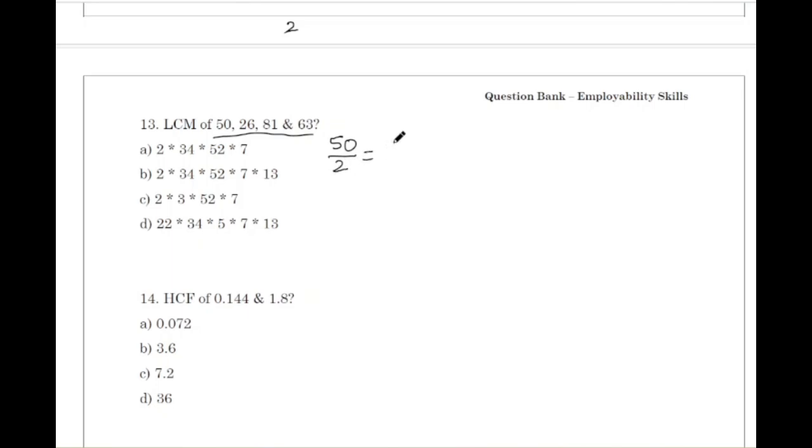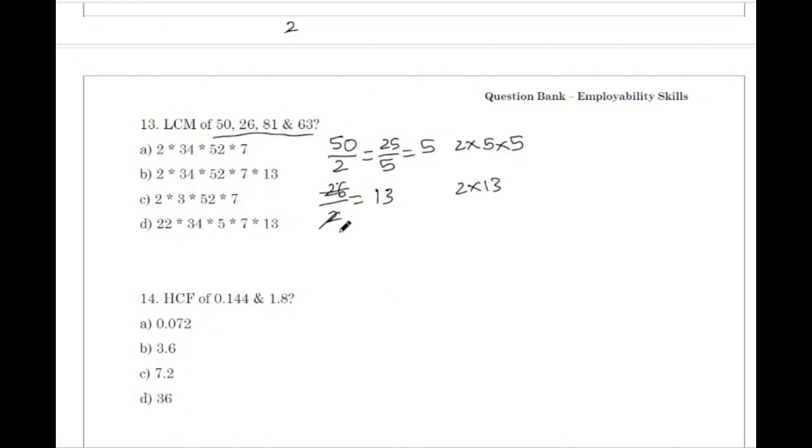For the prime factors, 50 is divided by 2, so it becomes 25. 25 is divided by 5, and it gives you the prime number 5. So stop. So it becomes 2 into 5 into 5. Then we have 26. 26 is very easily divisible by 2. 2 ones are 2, 2 sixes are 12, that is 13. Okay, it is 2 into 13.